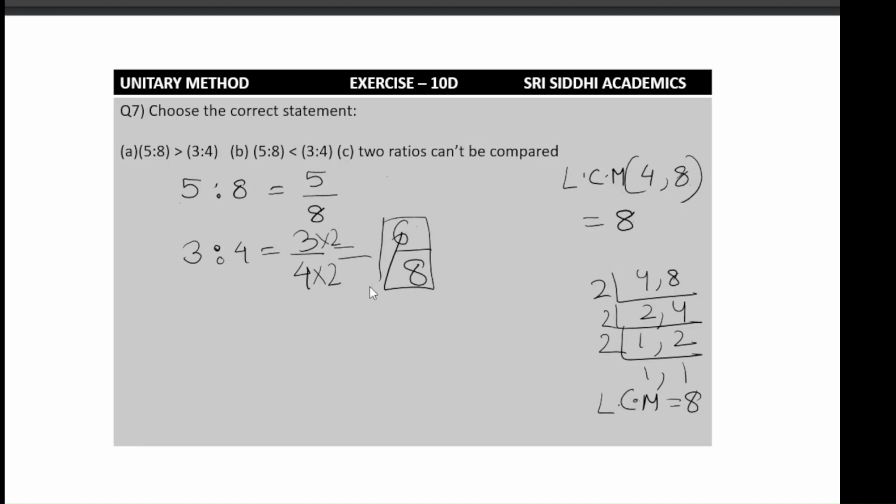So 3:4 is greater than 5:8. Now which option is correct now? Obviously A option. So answer for question number 7, correct option is A. Let's move to the next question.